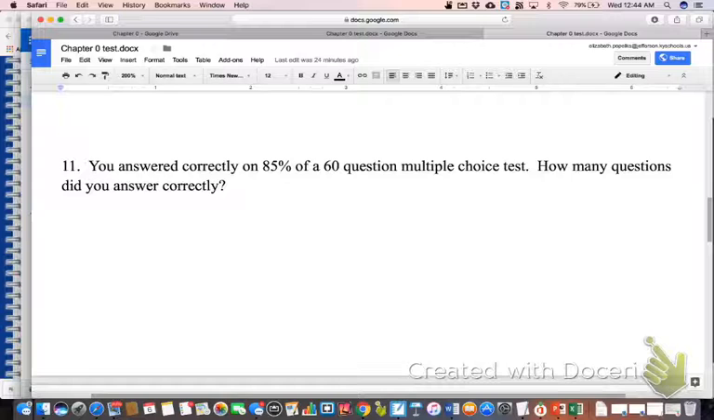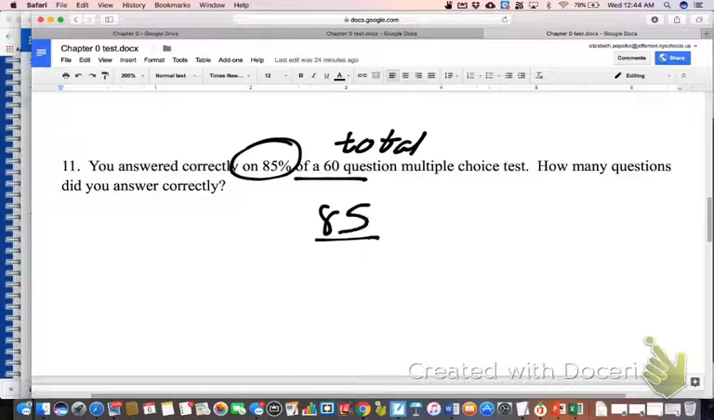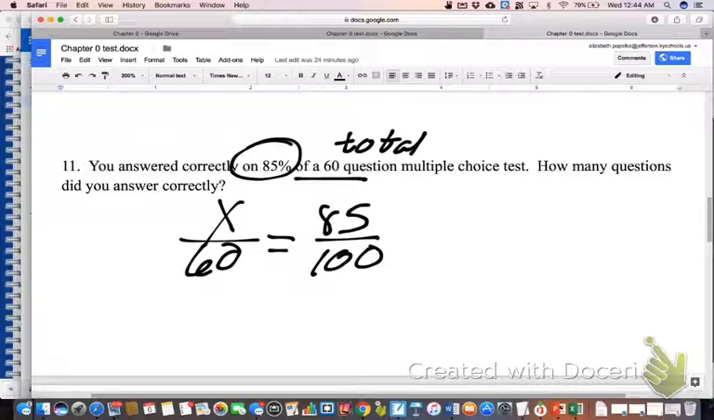For number 11, we've got another percent problem. So you answered 85% of a 60 question multiple choice test. So that tells you that 60 is your total because it comes after the word of. So I'm going to put 85% over 100. That's 60 goes across from the 100 because that is your whole amount, times x.